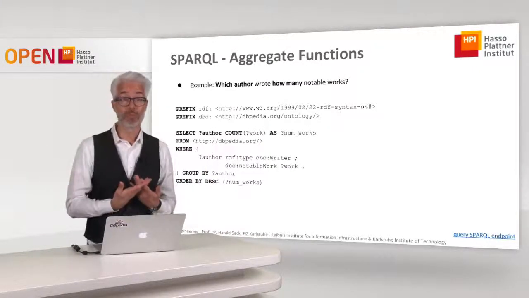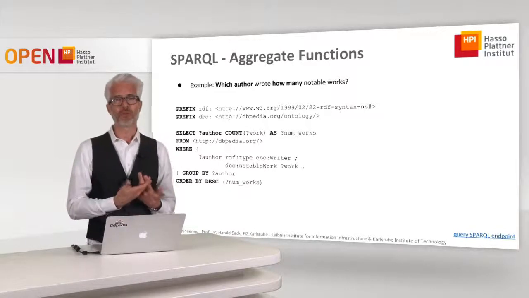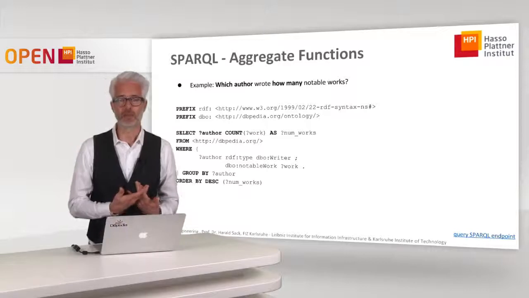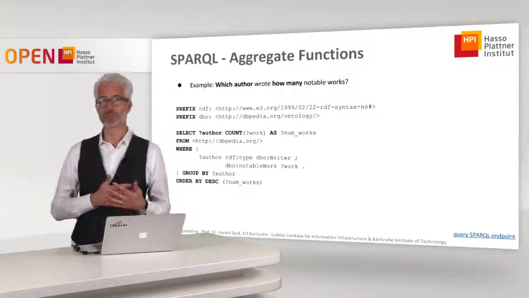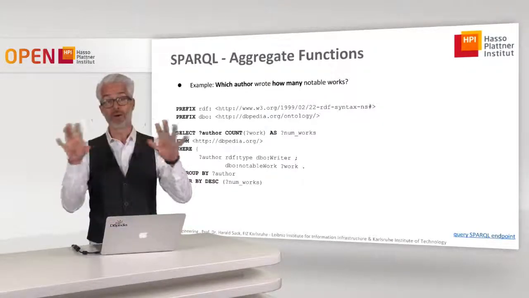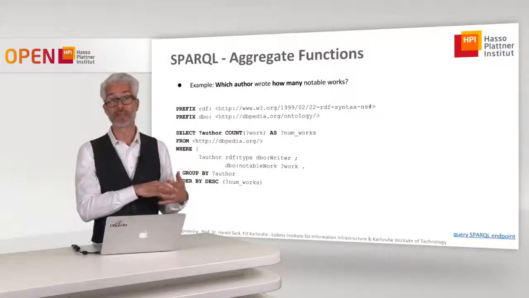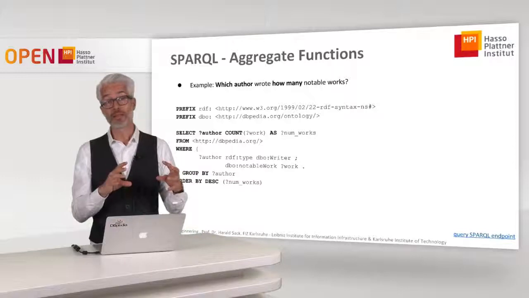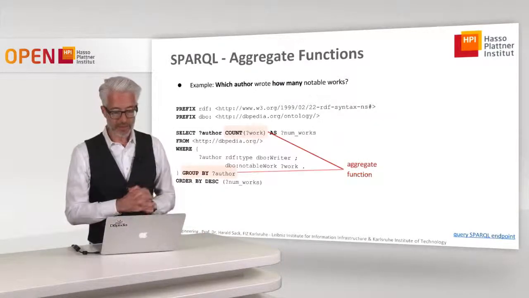What are groupings? Let's assume, for example, you want to know which author wrote how many notable works, simply to compare the number of notable works written by authors. What you do here is you aggregate all works of one author and count the resulting lines. And this is done via a group operation. So let's have a look how it works.